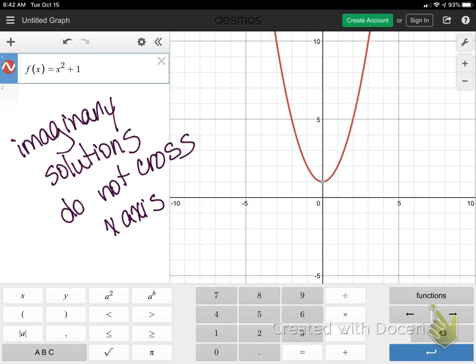They are still solutions. They are still valuable. They just are not real solutions. They are complex and or imaginary solutions. And once we're talking about complex and or imaginary solutions, the graph does not cross the x-axis at that solution. That's what a complex number is. And complex and imaginary, there's just a small difference.